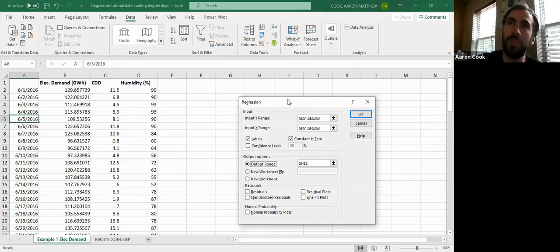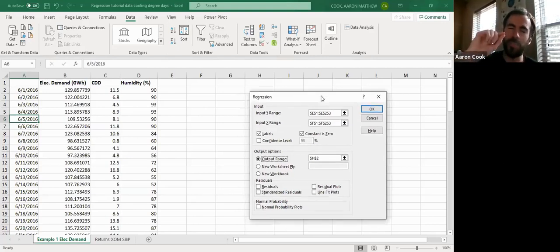If we think about the relationship between cooling degree days and electricity demand, we'd expect the cooling degree days to affect electricity demand in some way. And so this technique is essentially what we do when we're fitting a line to that cloud of data. If you remember that cloud of data that represented the combinations of cooling degree days and electricity demand, this regression tool is going to fit a line as best as possible through this data.